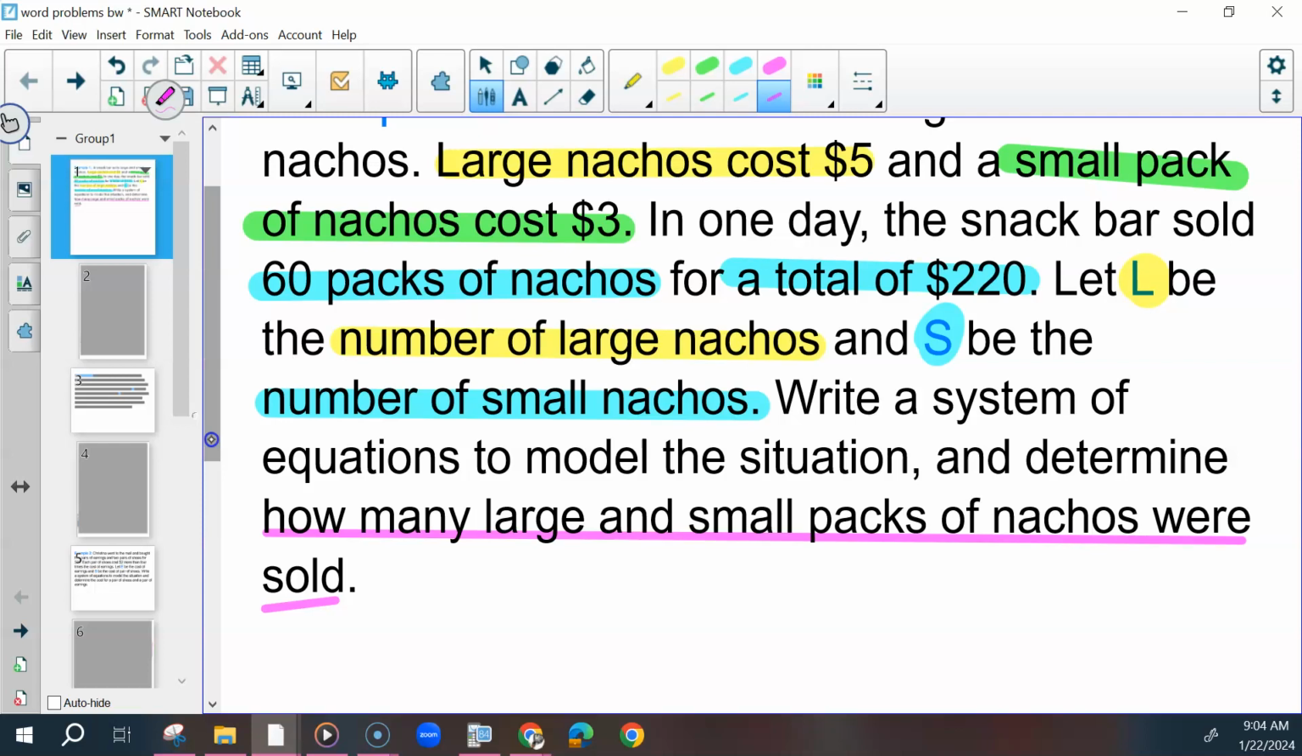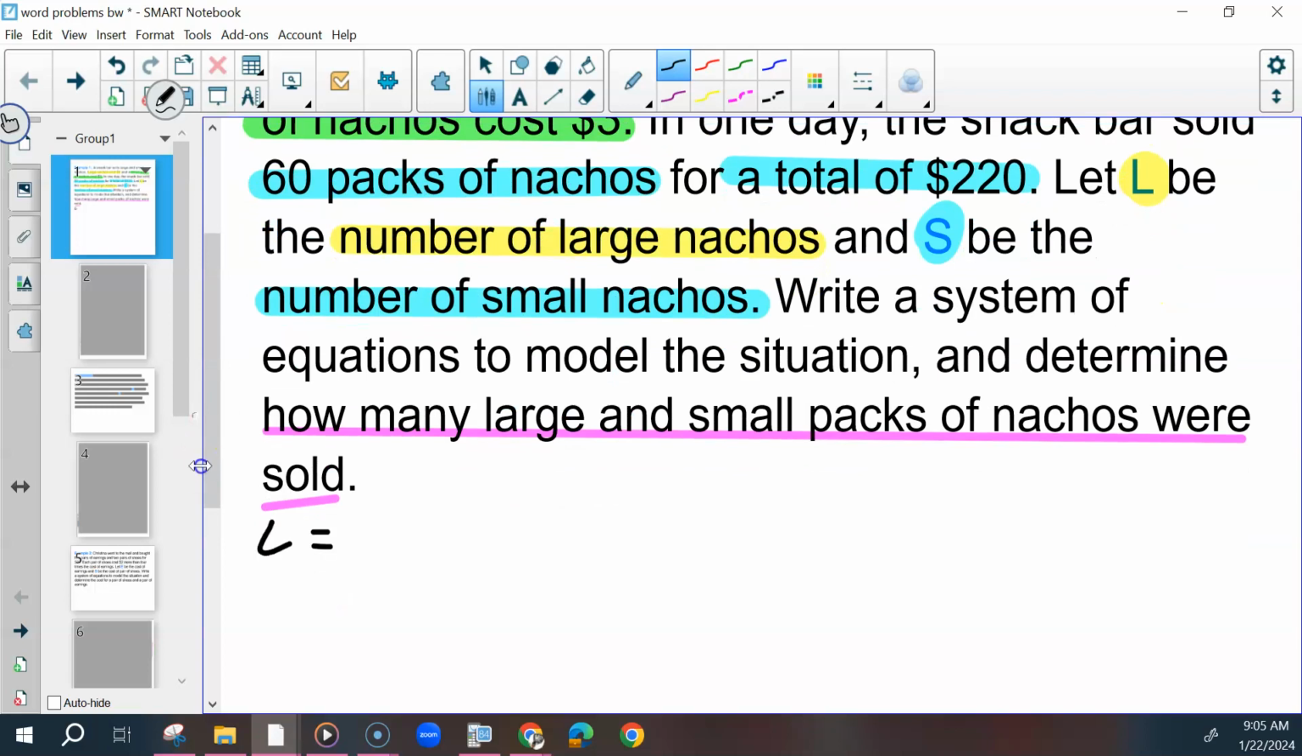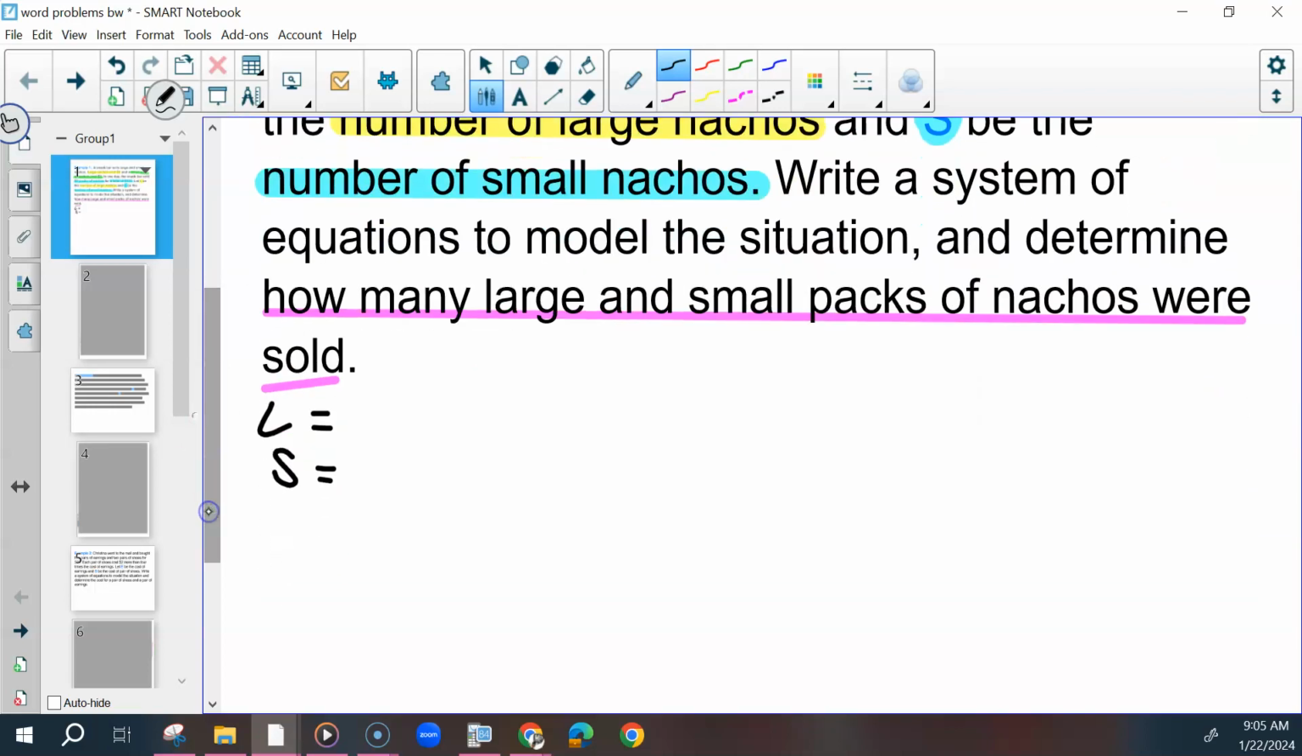Here we already have variables that are defined for us, but to get us in the habit of defining them, whatever the question asks should be what your variables represent. So the number of, how many, and we need to be specific. So number of large packs of nachos, number of small packs of nachos. We can't just put large and small nachos because that doesn't tell us what we don't know about it.